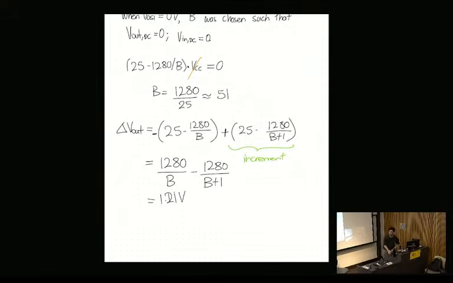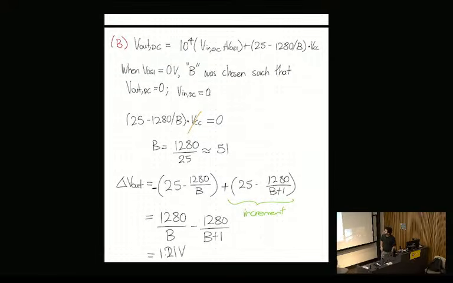But the question didn't ask for this. It asked for the input deviation. So how can I get to the input from here? Divide by the gain. And so what would be the gain? Do we see the gain in this equation? Yes, exactly. So it would be 10 to the power 4.